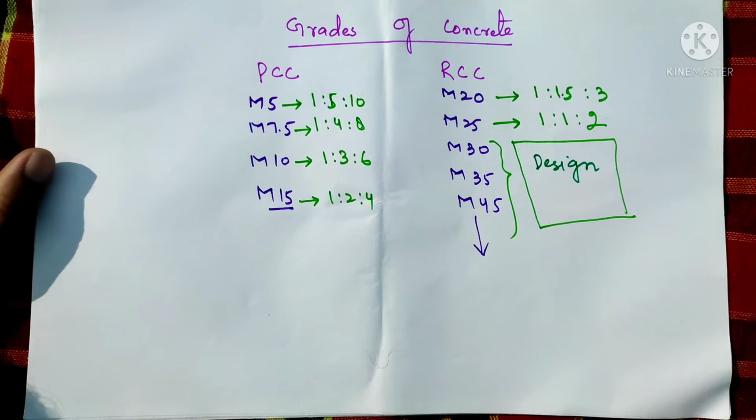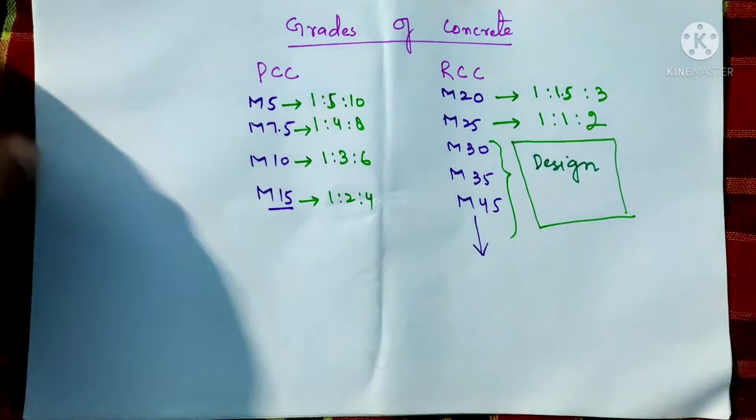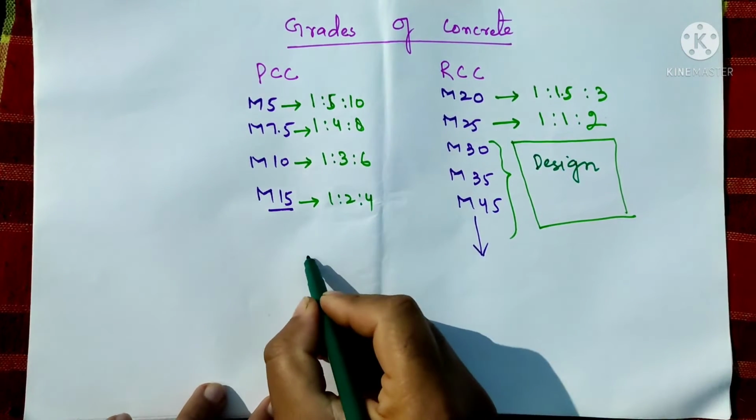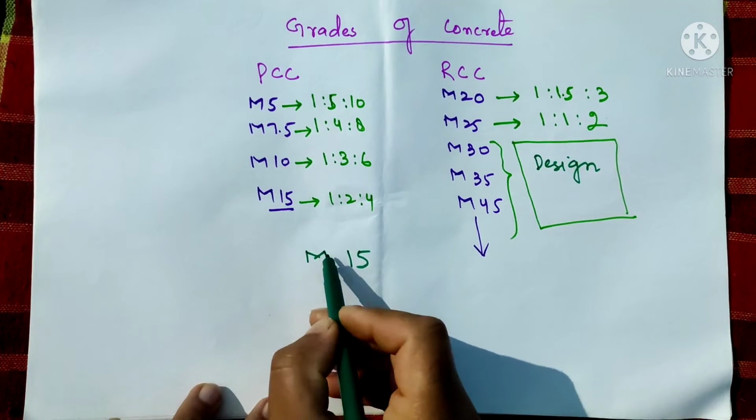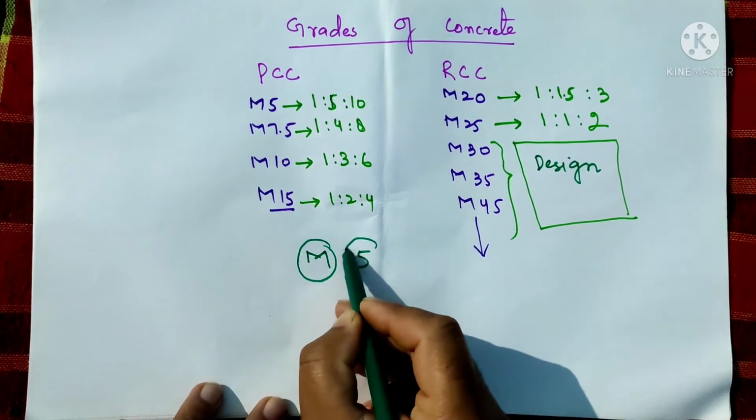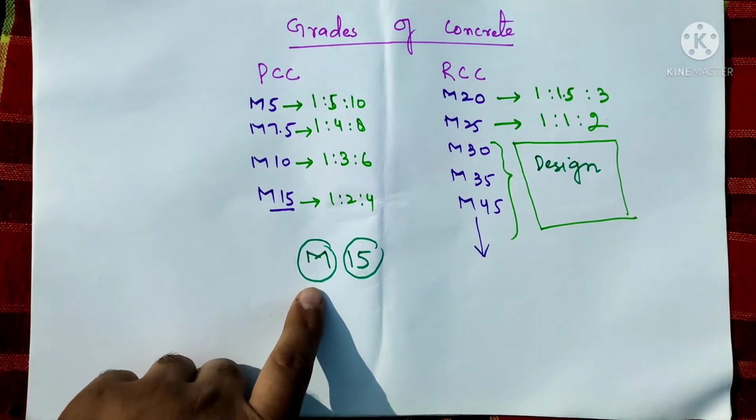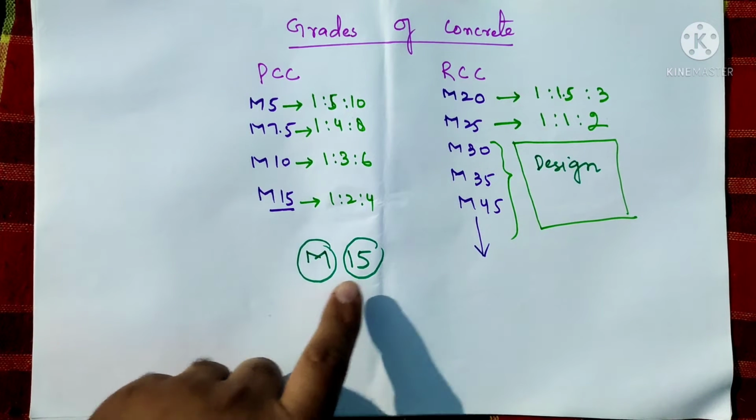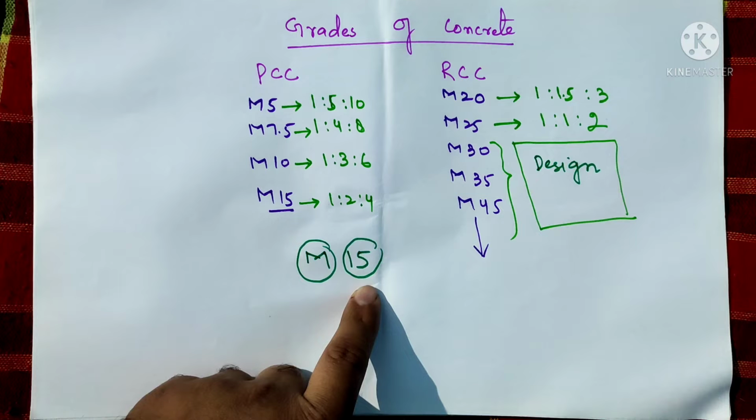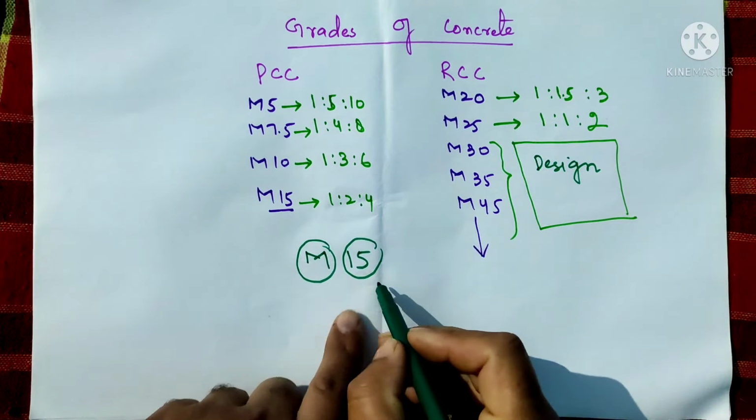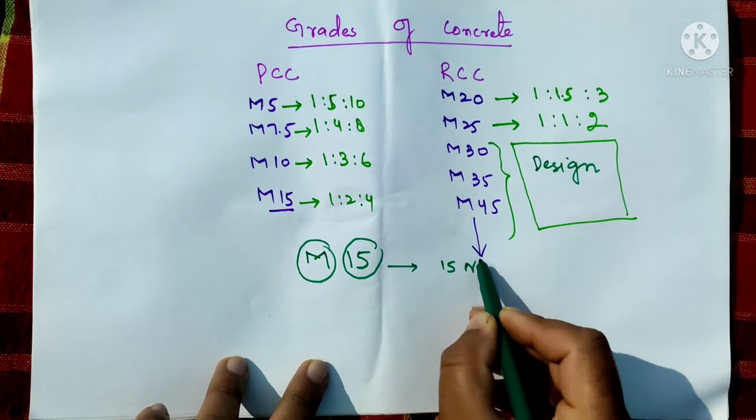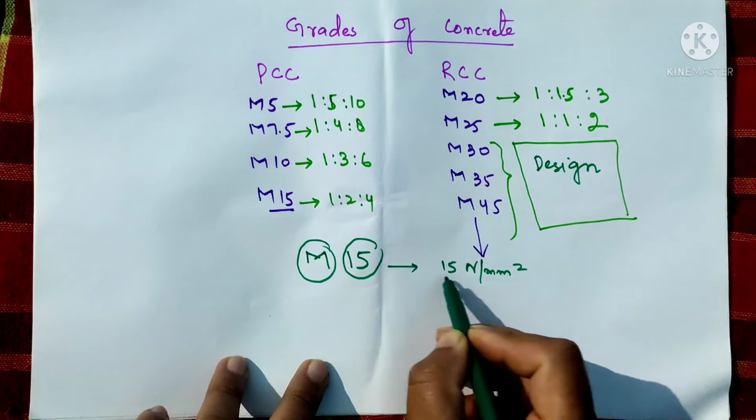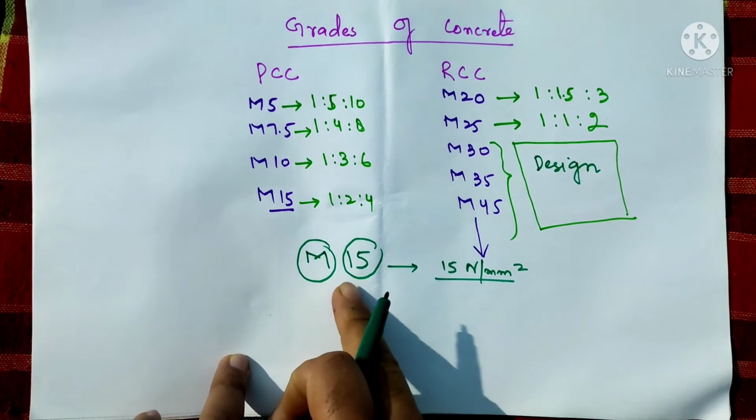So here I just want to say one thing. For example, we have M15. What is M and what is 15? Here M denotes the mix and 15 denotes the characteristic compressive strength of the concrete. For example, for M15 we have 15 Newton per mm square as its characteristic compressive strength.